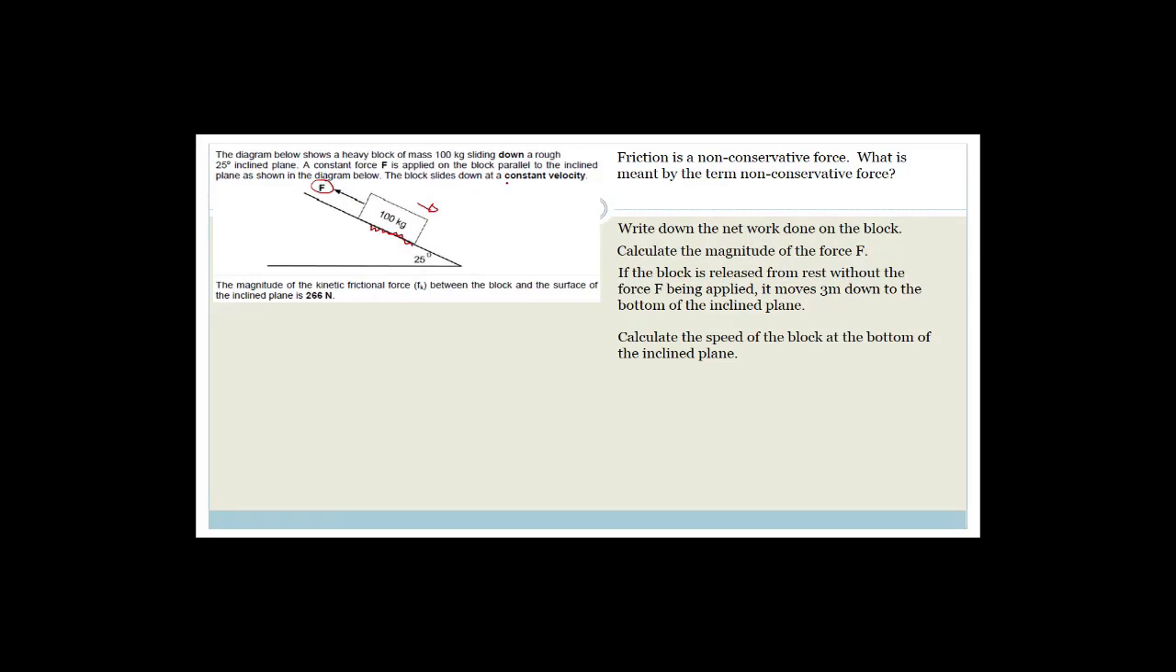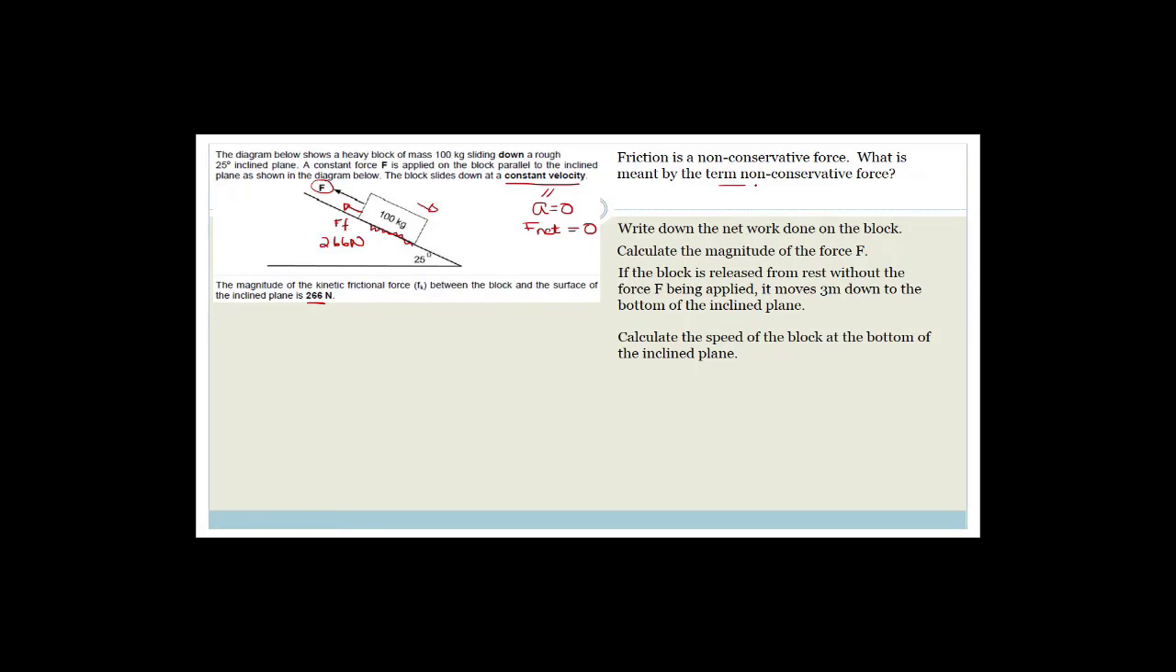The block slides down with a constant velocity, which again shows that acceleration is 0, which means that our net force is 0. And then it tells us that the magnitude of the kinetic frictional force between the block and the surface is 266 newtons. So we know that there's a force of friction, which equals 266 newtons. Okay, that's quite cool.